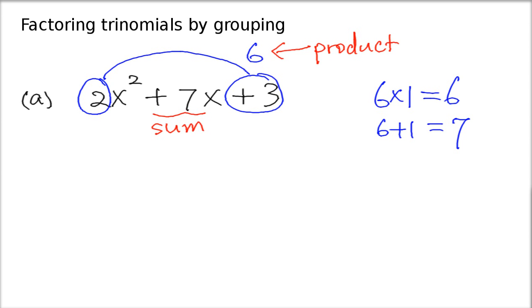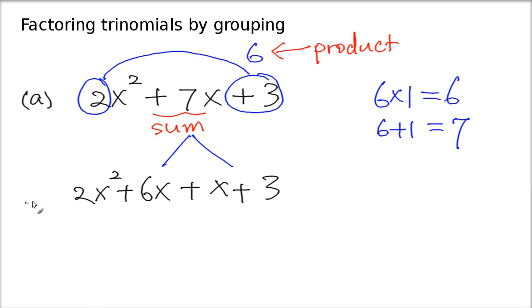The next thing I'm going to do is break up the middle term into two pieces using the numbers we just found. So 7x is 6x plus 1x. So we can express the given polynomial as 2x squared plus this breakup plus 3. So this equals this. And then we're going to group the first two terms and group the last two terms, and factor these groups one at a time.